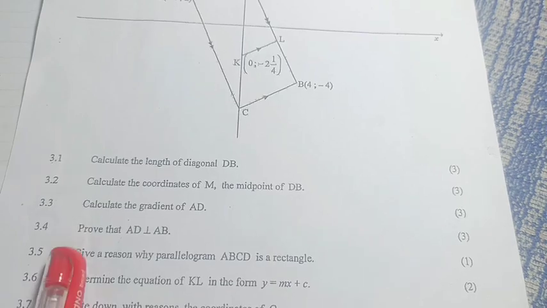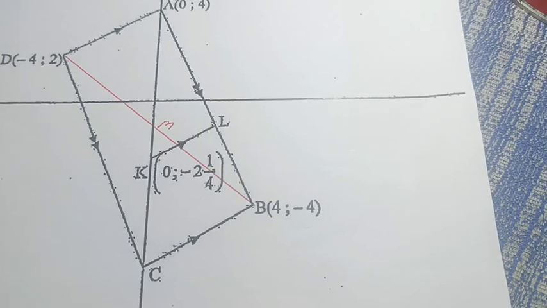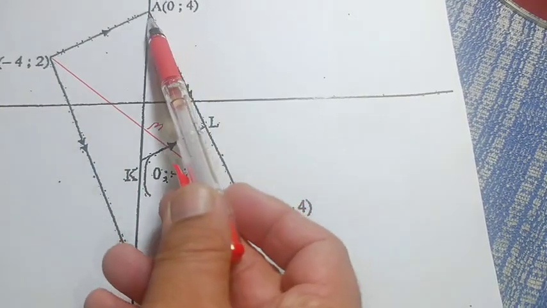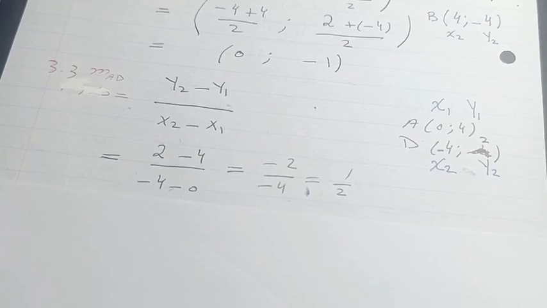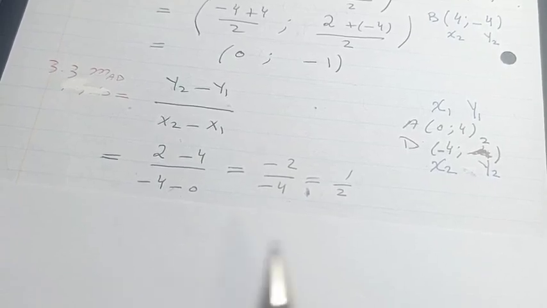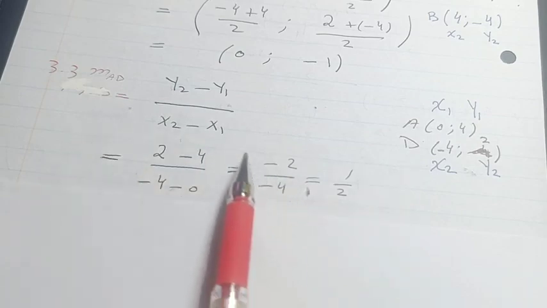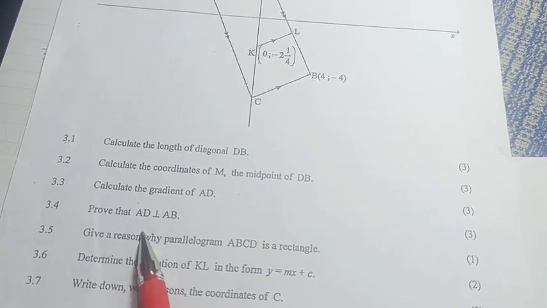The question says: calculate the gradient of AD. He is looking for the gradient of AD here. So I'm going to show you now. These are the coordinates of A and D, and I plug them into this formula, calculate, and find the answer 1/2.